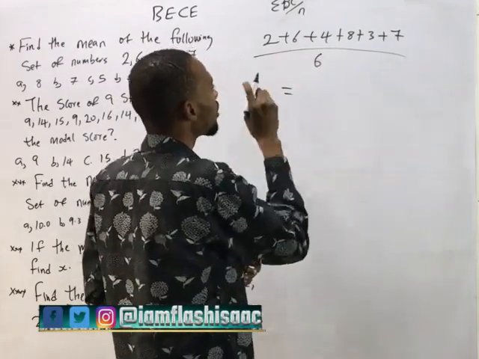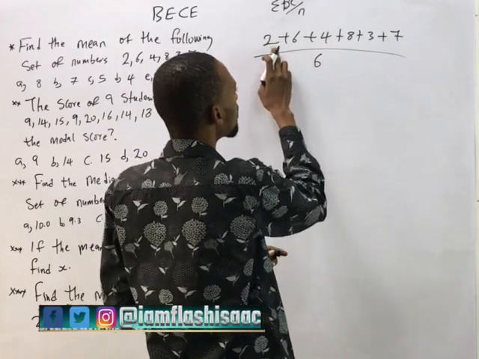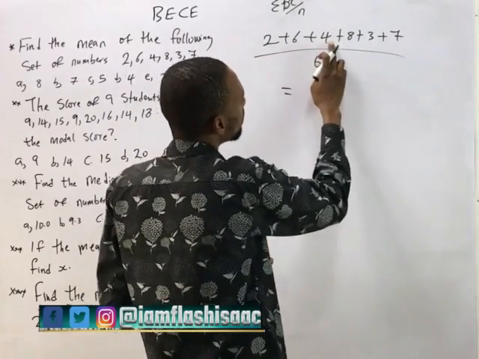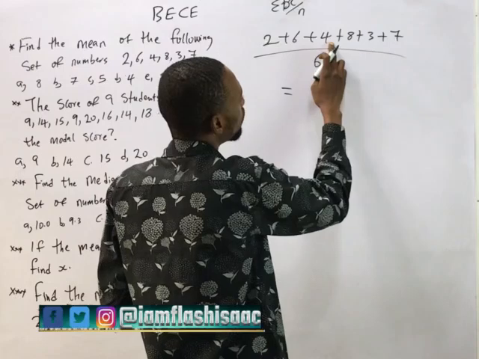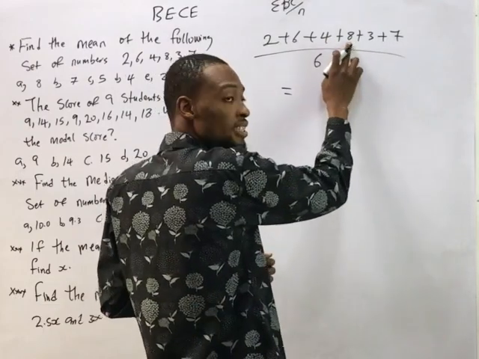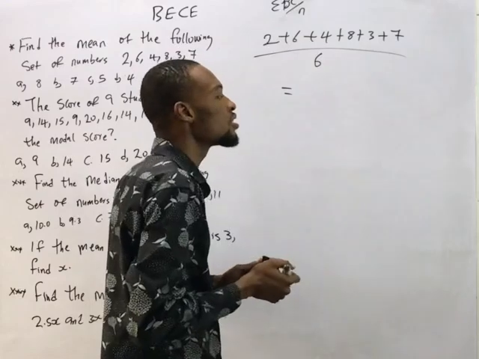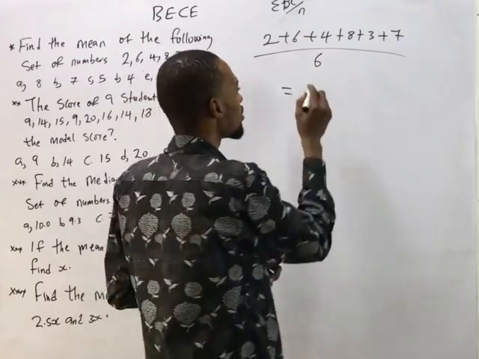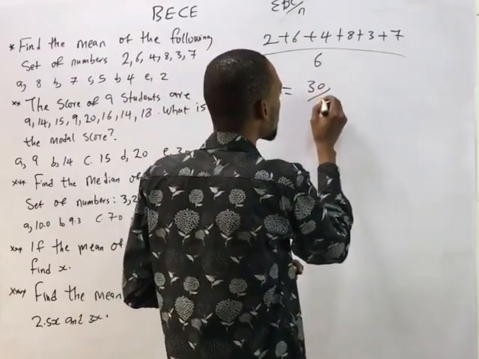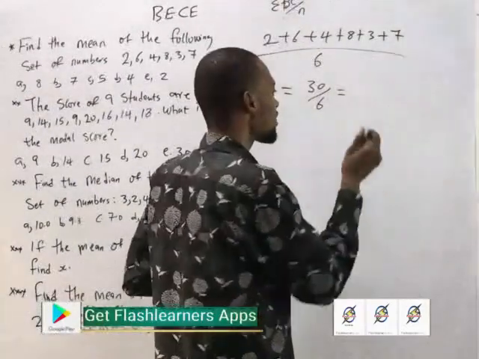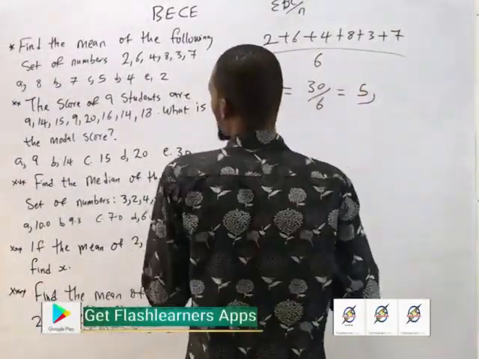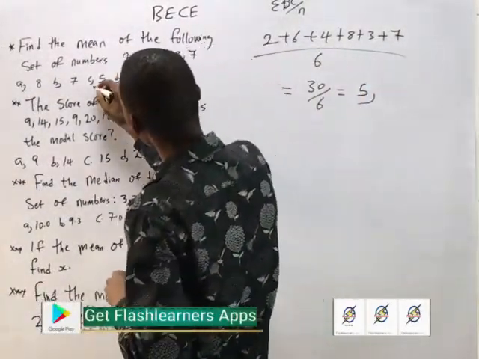So these are 6 numbers. Adding them, 6 plus 2 is 8. 8 plus 4 is 12. 12 plus 8, 20. 20 plus 3, 23. 23 plus 7 is 30. So this is 30 over 6. 30 over 6 is 5. So the mean of these numbers is simply 5.